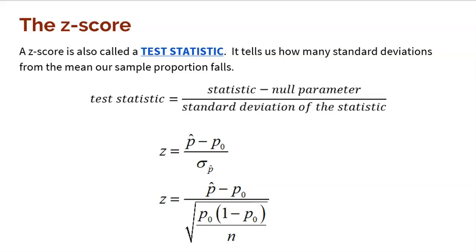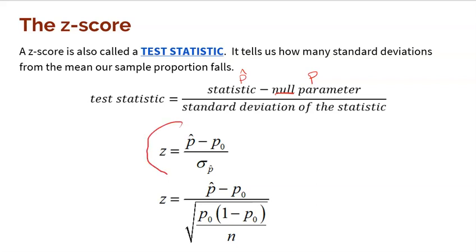So generically, a test statistic is taking a statistic, in our case a p-hat, and subtracting what we believe to be true. That's the null parameter, what we believe to be true, and dividing it by the standard deviation of the sample proportion, or the sampling distribution, right?